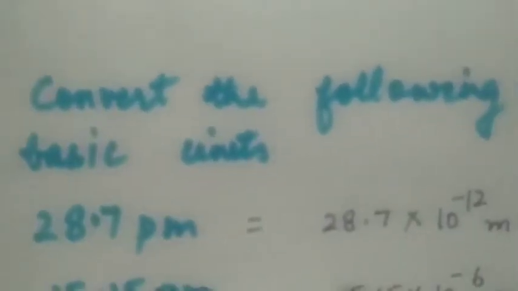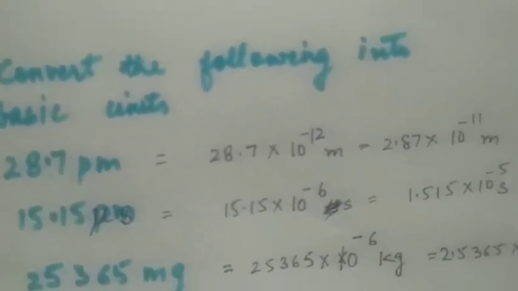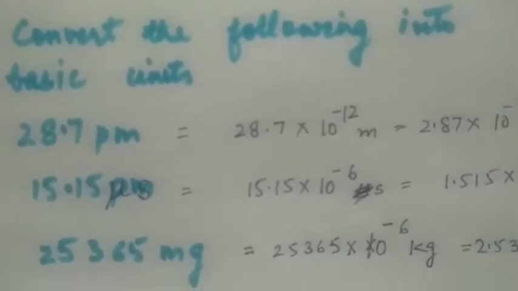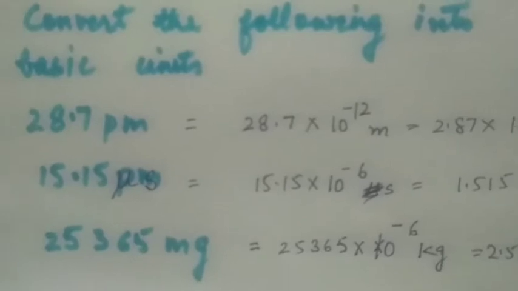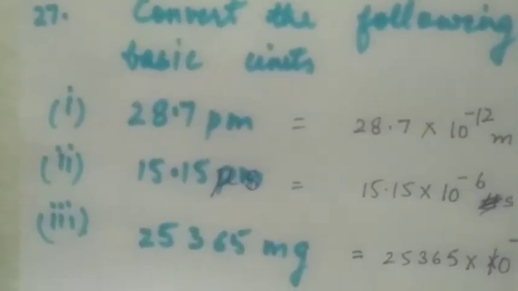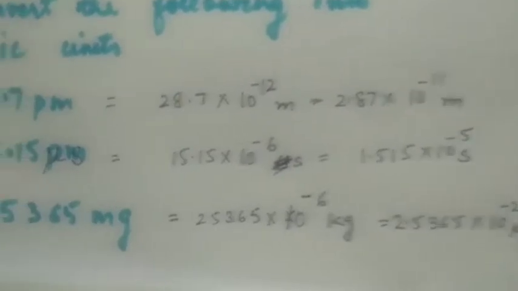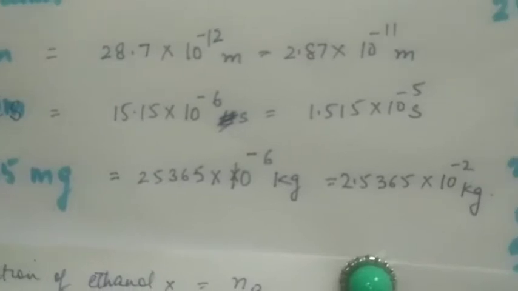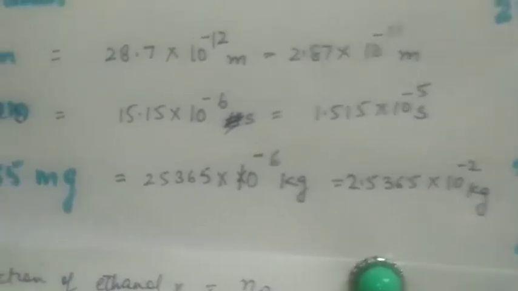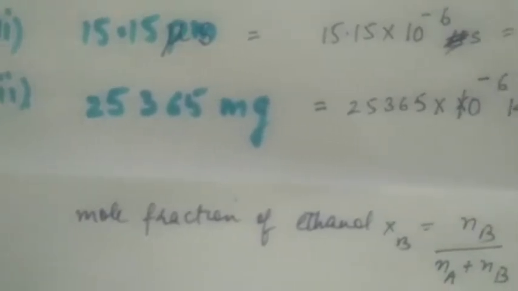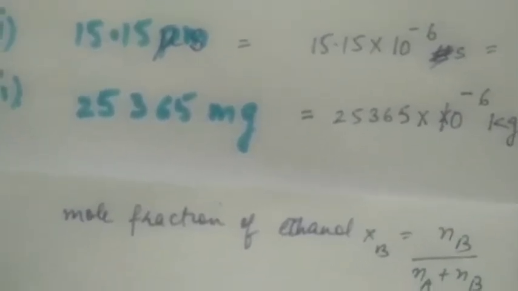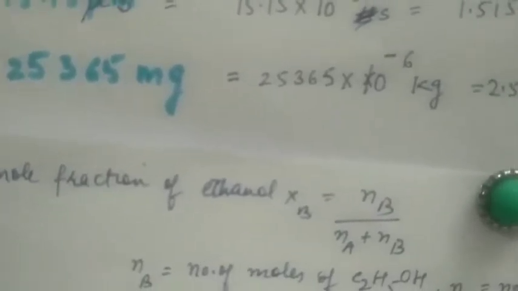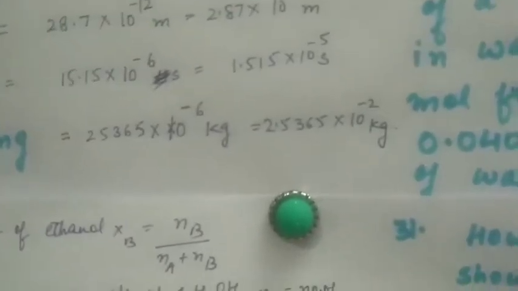Next question is convert the following into basic units. 28.7 picometer. Now 1 picometer is 10 raised to power minus 12 meter. You simply multiply 28.7 with 10 raised to power minus 12. 15.15 microseconds. 1 microsecond is 10 raised to power minus 6 seconds. So you multiply with 10 raised to power minus 6. 25365 milligrams. To convert milligram into kilograms, you have to multiply with 10 raised to power minus 6.